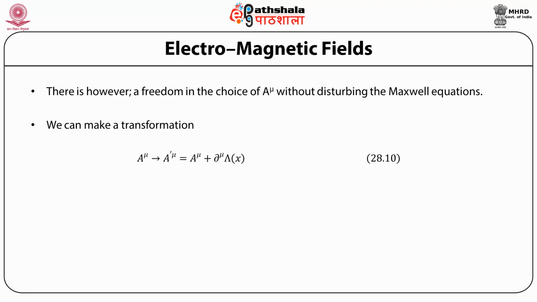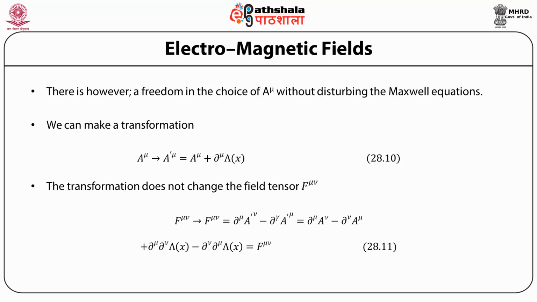We can make a transformation A_μ → A'_μ, which equals A_μ + ∂_μ λ(x). The transformation does not change the field tensor F_μν. F_μν → F'_μν, which equals ∂_μ A'_ν − ∂_ν A'_μ, which equals ∂_μ A_ν − ∂_ν A_μ + ∂_μ∂_ν λ(x) − ∂_ν∂_μ λ(x), which equals F_μν.